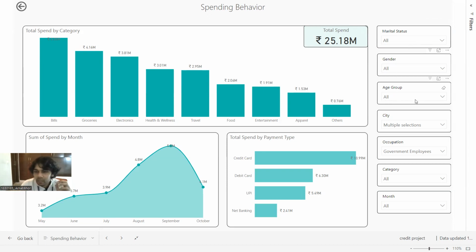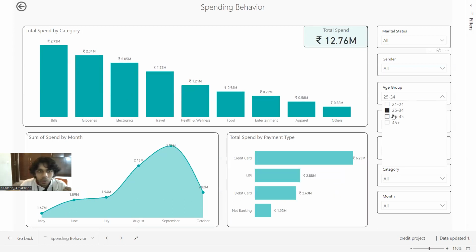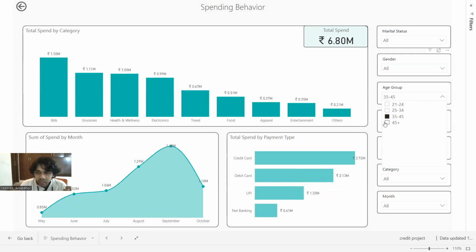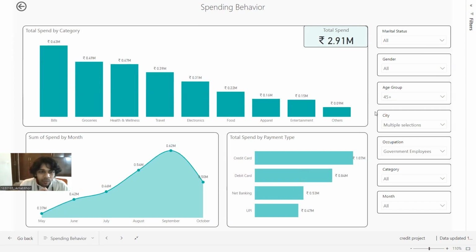As per age group, the market shares drop a lot. For 21, you have only 0.61 million. And these are higher market shares for the same thing: bills, groceries, and electronics. The point here is that more or less the trend remains the same. By the trend, I mean that bills, groceries, electronics are the top three for men, and bills, then health and wellness and apparel or entertainment are the top three for women, in terms of spending habits.